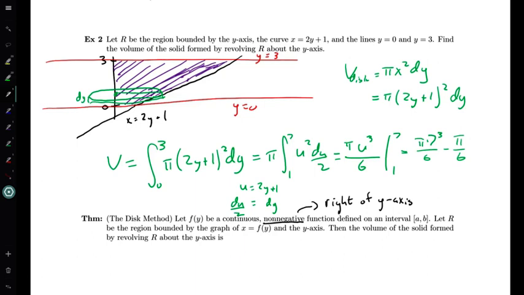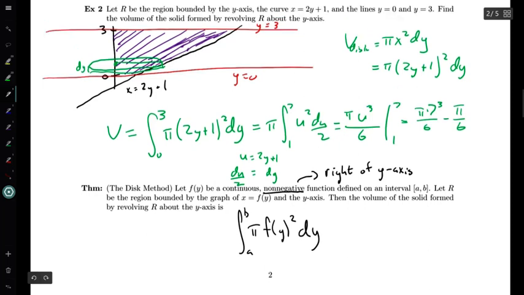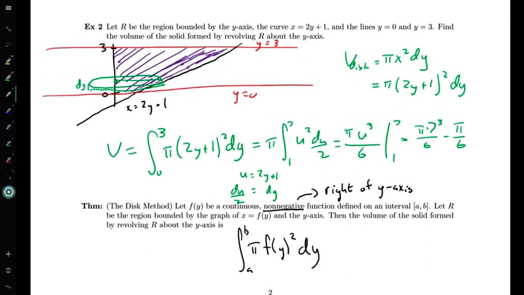Let R be the region bounded by the graph of x equals f of y and the y-axis. Then the volume of the solid formed by revolving R about the y-axis is the integral from a to b of pi times f of y squared dy. That's exactly what we did in example 2, where our f of y was this 2y plus 1 function. And we exactly integrated pi times 2y plus 1 squared dy.